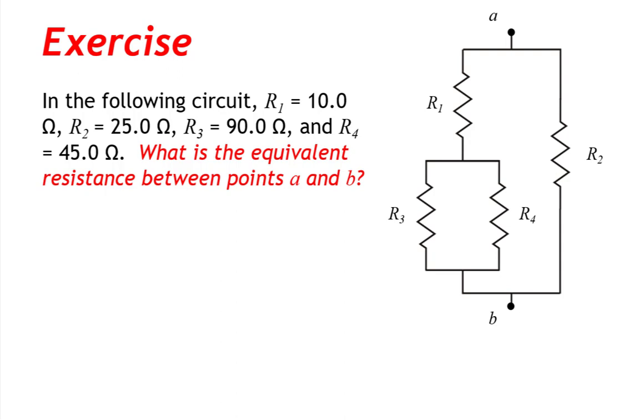So in this problem, we have 4 resistors, each of different resistances, and we want to replace these 4 resistors with a single resistor that is equivalent to them, by having the same resistance as these 4 resistors. Notice that these 4 resistors are in a combination of parallel and series.